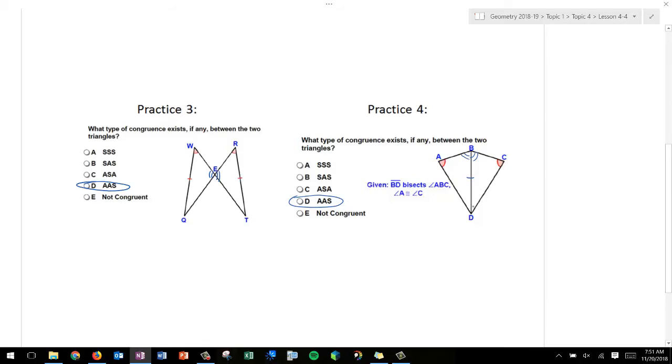So those are the other two big congruence theorems. We're going to dig into the fifth one next lesson. But for right now, I just want you to be comfortable with these four. If you have any questions, be sure to bring them into school, and we will talk then.